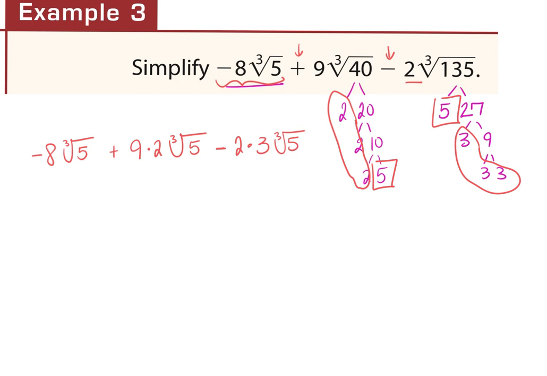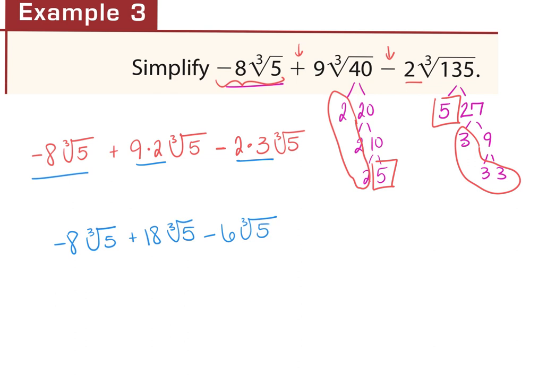So I made sure that all of those are simplified. Then I'm going to just do my multiplication on the outside and if I had any on the inside. So this is going to remain negative 8 cubed root of 5. We're going to end up having an 18 cubed root of 5 minus we're going to have a 6 cubed root of 5.